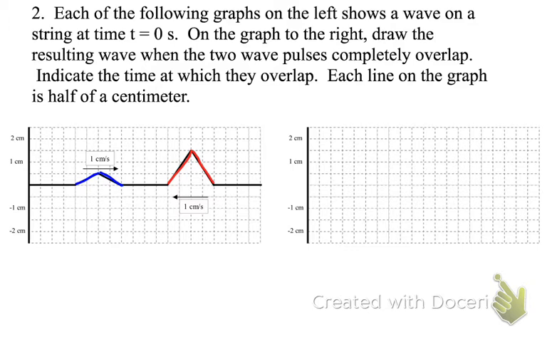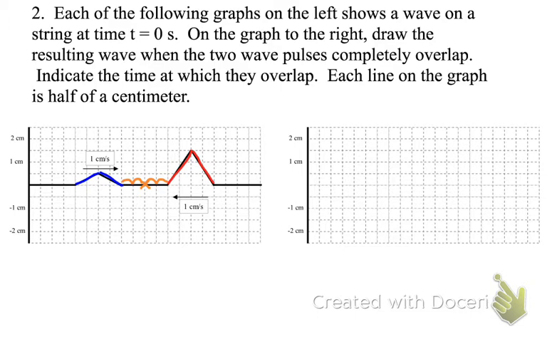So notice first of all that you're given the velocity of each wave. Each wave is moving at a velocity of 1 centimeter per second. And further realize that each line on the graph is half a centimeter. So what that tells us is that in 1 second, the blue wave front is going to move forward 2 boxes, and the red wave front will move forward the same 2 boxes. The blue wave will move forward 1, 2. The second wave will move forward 1, 2. And so after 1 second, the front edges of the waves are going to be interfering with each other.